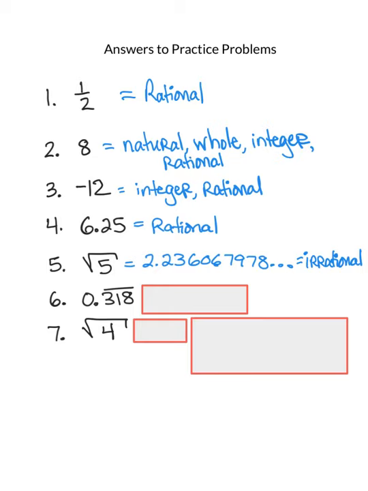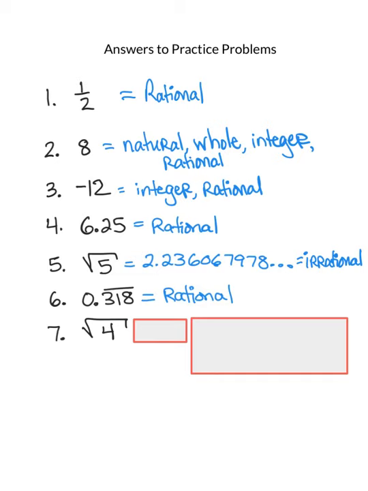Number 6, so remember with number 6, we have 0.318. So remember that this line here tells us that this decimal is a repeating decimal. And what repeats? The 318, 318, 318. So this is a repeating decimal. If it's a repeating decimal, then it's just rational.